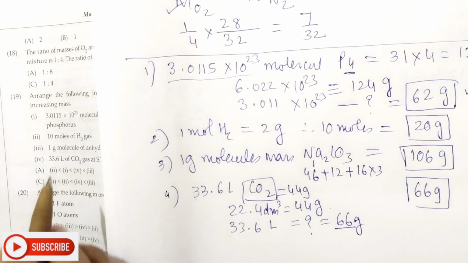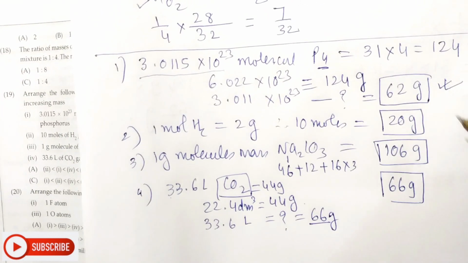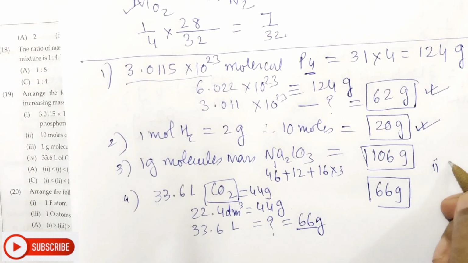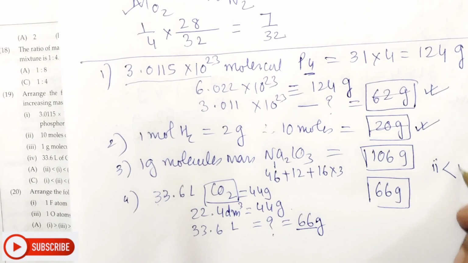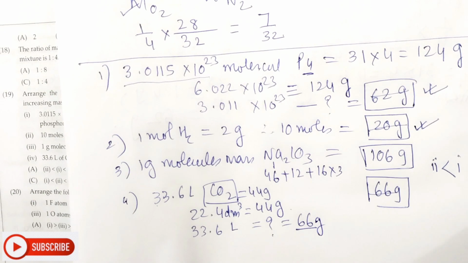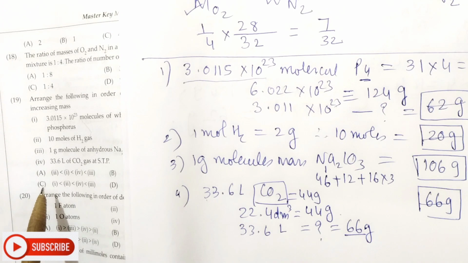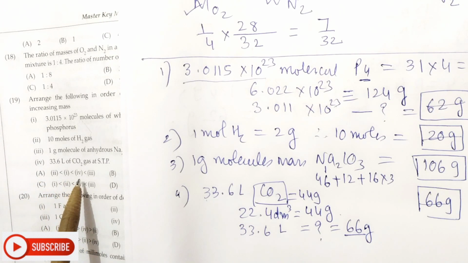Now what are they asking you? They are asking you to arrange them in increasing masses. If I see increasing masses, this will be your first one, that is the second option. Then it will be 62 gram, that is your first option. Then it will be 66 gram, so it will be the fourth option, and then the third. So according to this, the answer is the first option, right students? Second, then first, then fourth, and then third. So the answer here is the first option.